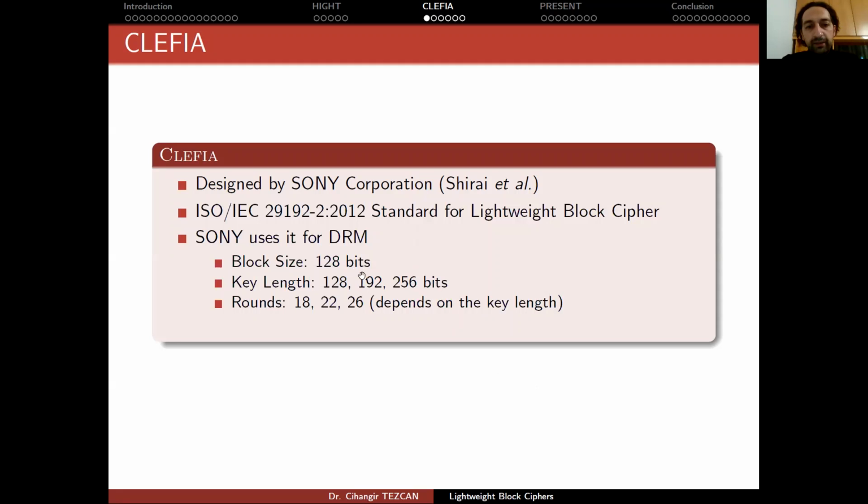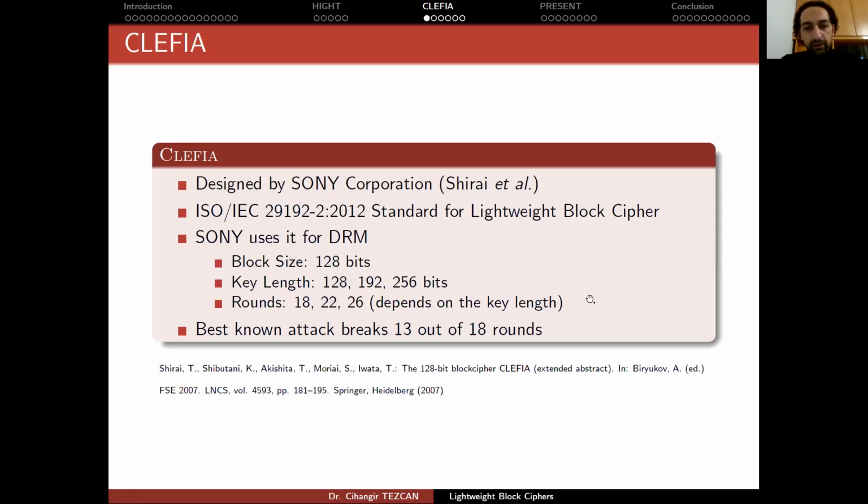The block size is 128 bits. It has 3 key lengths like AES. And for this, it has 3 different numbers of rounds: 18 for the smallest key size, 128 bits, 22 rounds for 192 bits of secret key, and 26 rounds for the 256-bit secret key. As far as I know, the best known attack only breaks 13 out of the 18 rounds of CLEFIA that uses 128 bits of secret key. And it is published in FSE 2007.